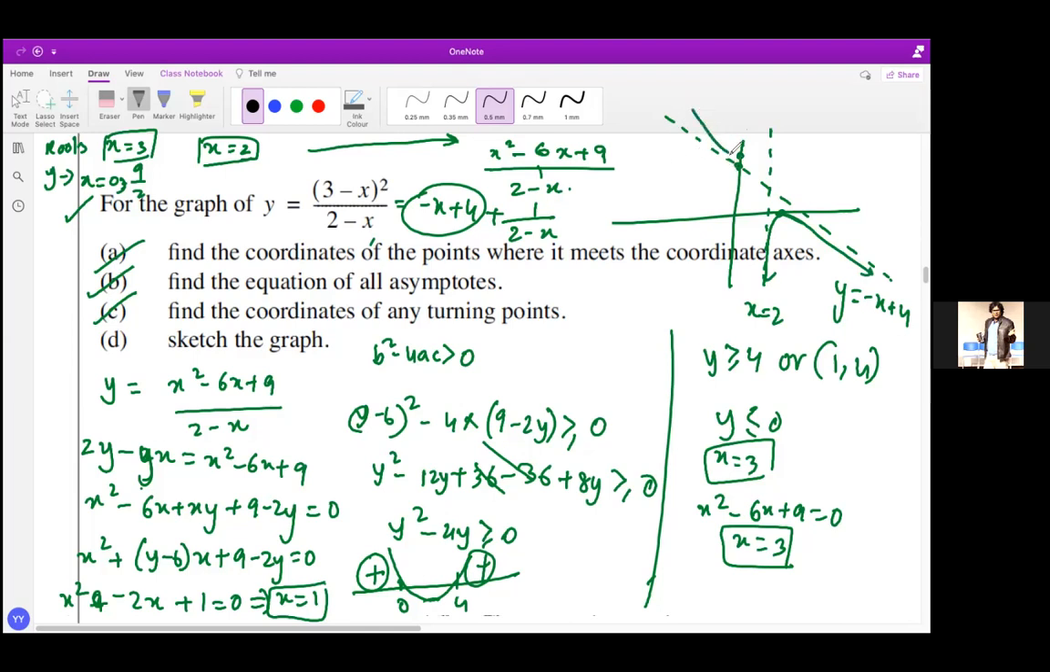So this will be something like this in this case, parallel to the oblique asymptote. This is how you do some of the main critical things about such a question.